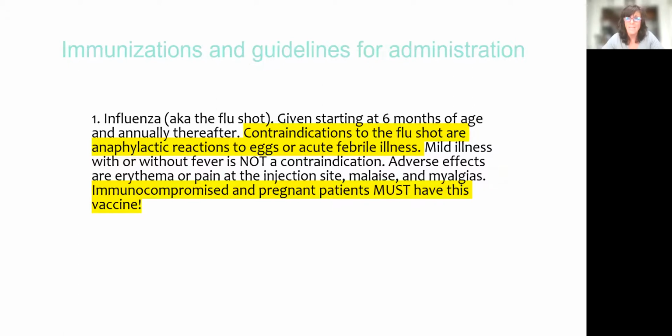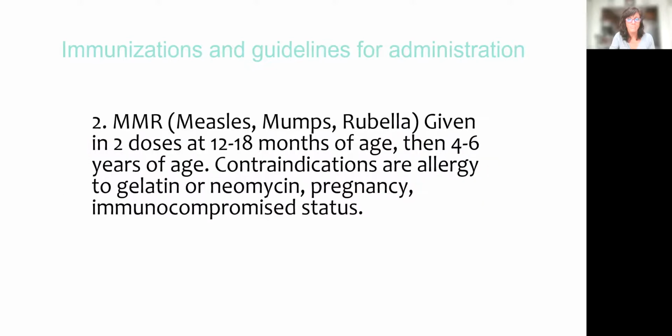And adverse effects would be erythema, redness, or pain at the injection site, and malaise and myalgia. Malaise means I feel kind of crappy, and myalgia means I'm kind of achy. Okay, those adverse effects hold true for all the immunizations, all of them, and none of them are a reason to not get immunized. Okay, and immunocompromised and pregnant patients are the first ones that should get the flu shot because they need that protection. It is not live. Next, you have your MMR. That one's live, okay? And that covers measles, mumps, and rubella.